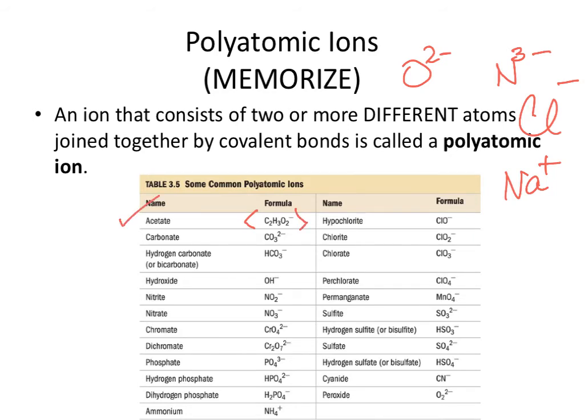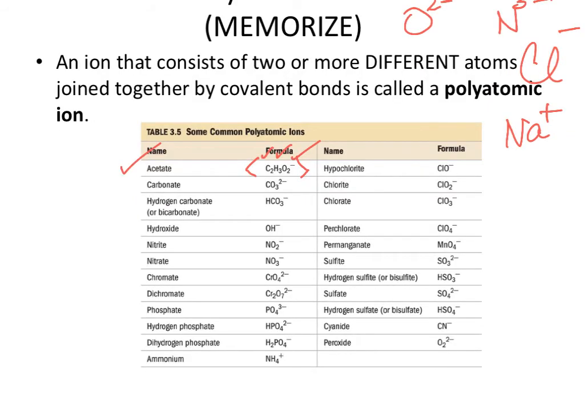So let's look at a common polyatomic ion called acetate. It has carbon, hydrogen, and oxygen in it, all right? And so this table lists the more common polyatomic ions and ones that you should begin memorizing. Now, when you memorize these, it's important not to just memorize the name and the formula. Make sure you also memorize the charge.